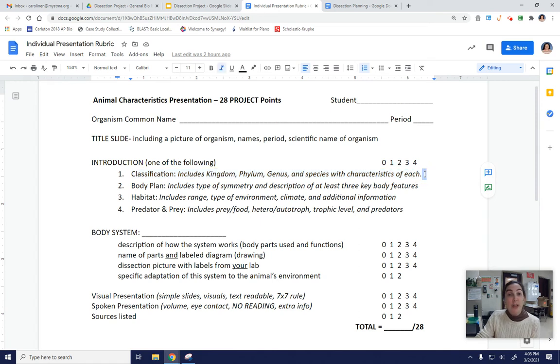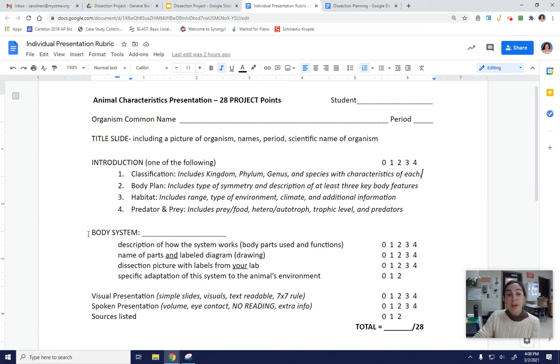The information could be typed on your slide, but it could also just be information that you speak and share as you're presenting. It doesn't all need to be written down on your slide. It can be information that you just share verbally as you're presenting.